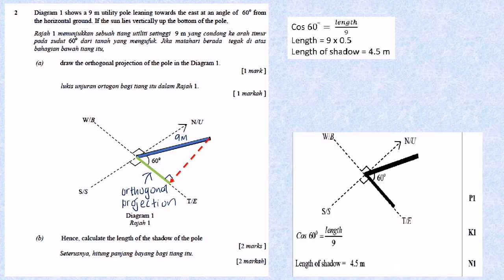So where can we get the marks? First, you draw the shadow, 1 mark, and this part K1 and the answer N1.